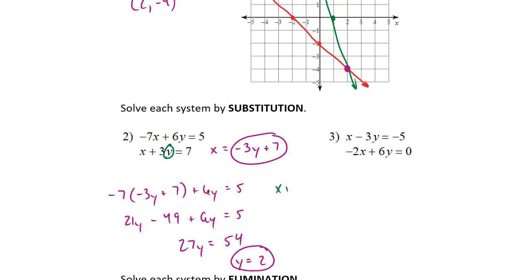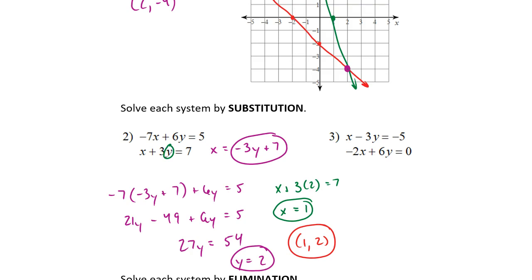So we would have x plus 3 times y, which is 2, equals 7. Now 3 times 2 is 6. If I subtract that from both sides, I get x equals 1. So my answer for this is the coordinate where x is 1, y is 2.